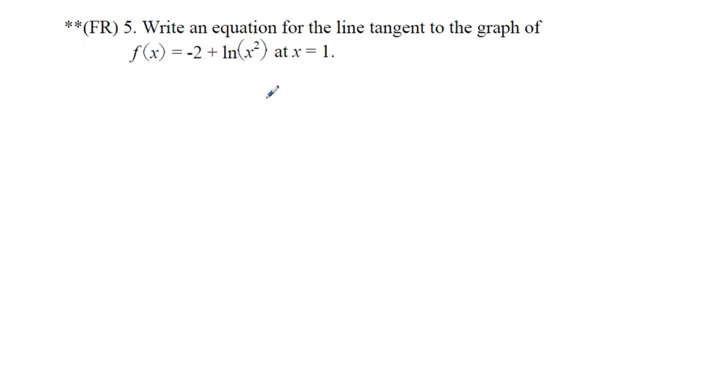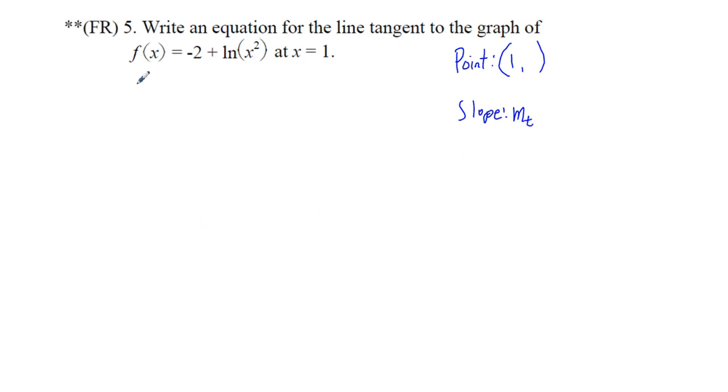5. Write an equation for a line tangent to the graph of f of x equals -2 plus natural logarithm of x squared at x equals 1. Well, to find a tangent line, we're going to need two things: a point and a slope. And our point is going to be the x-coordinate of 1, comma, the y-coordinate that we have not found, and the slope. I'm just going to write this as m sub t.